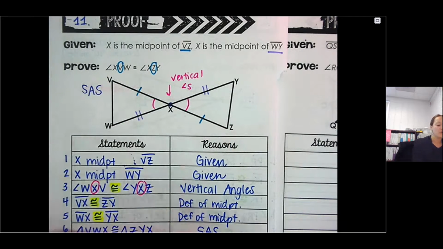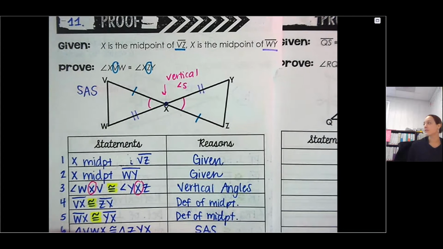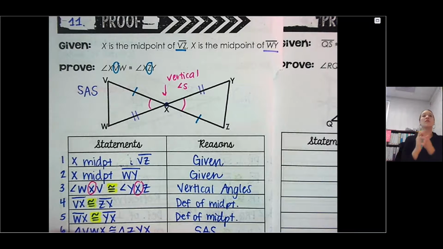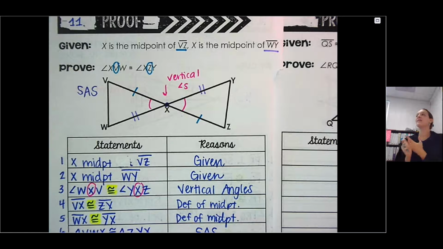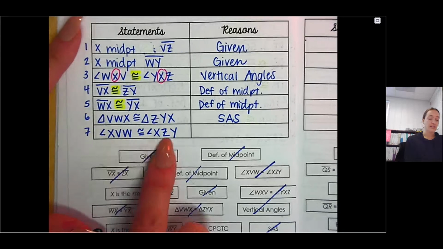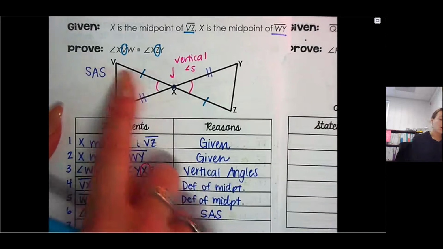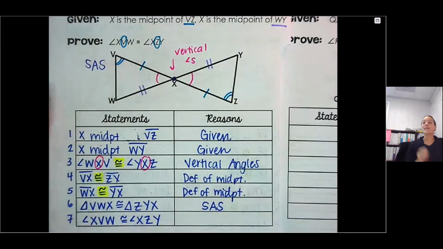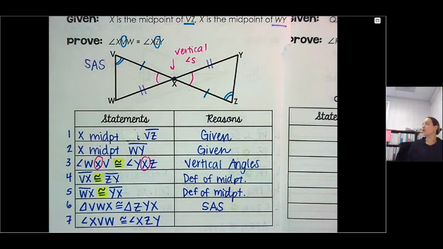Now, if you know that these are congruent triangles, what does that mean about everything in the triangles? They're the same, yeah. So once you've proven that the triangles are congruent, that means all of the angles and all of the sides have to be congruent. So my last statement here says, angle V and angle Z, these ones right here, are congruent. And I know that because these triangles are congruent. That's the reason, right? The triangles are congruent.